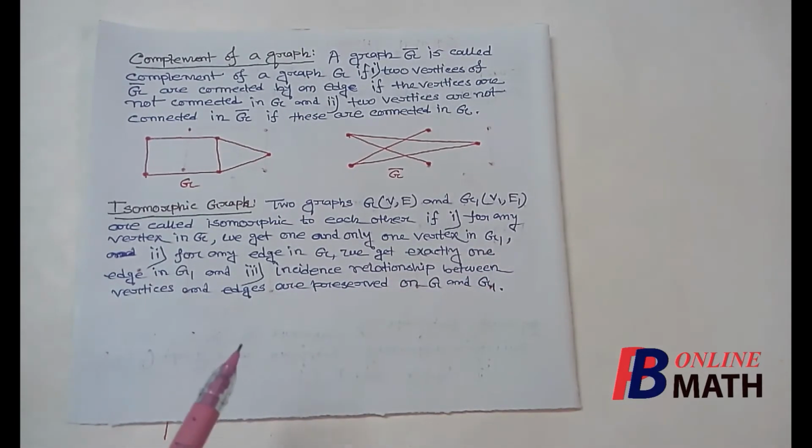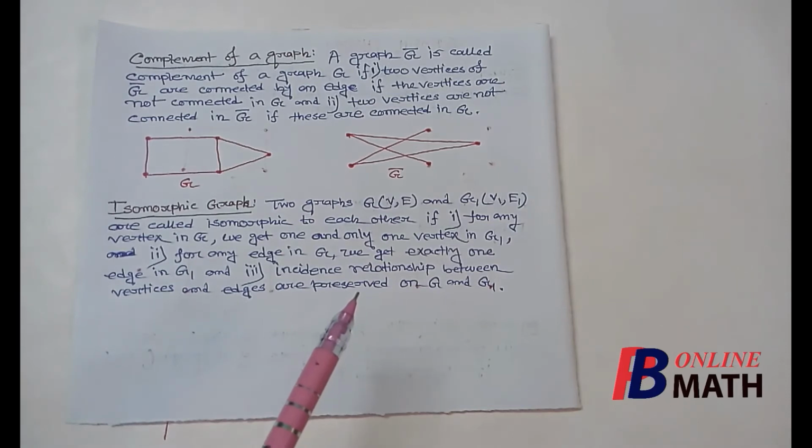Now in simple language, if two graphs G and G1 are isomorphic, then they must satisfy some conditions. The first condition is that the two graphs must have the same number of vertices, and the same number of edges. And lastly, if we want to check the incidence relationship between the vertices and edges, we have to check the degrees of the vertices in G and G1.